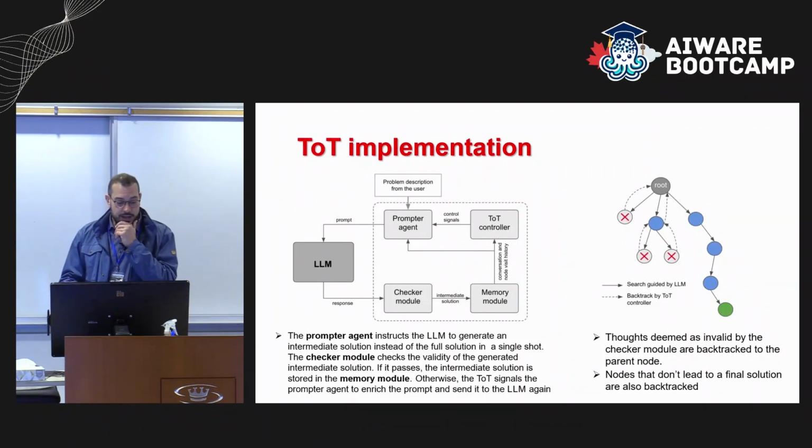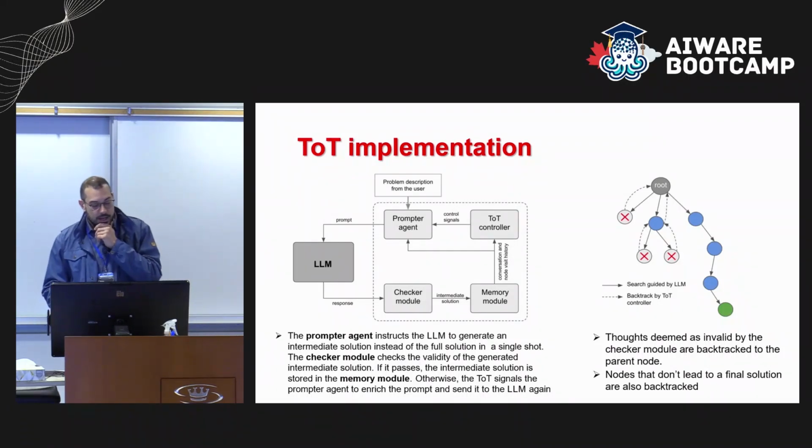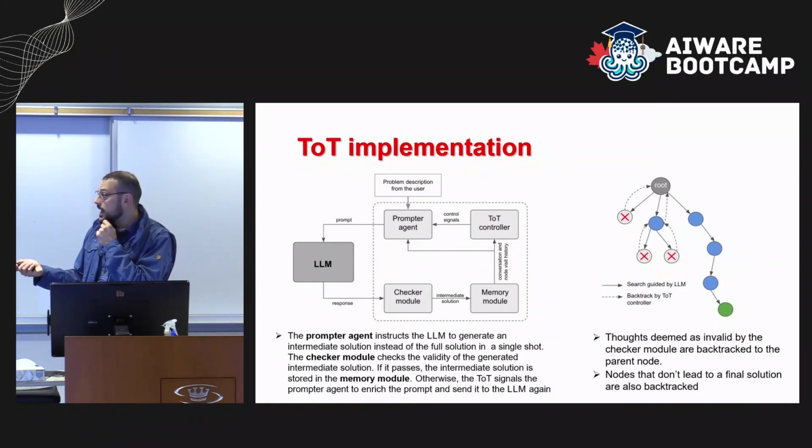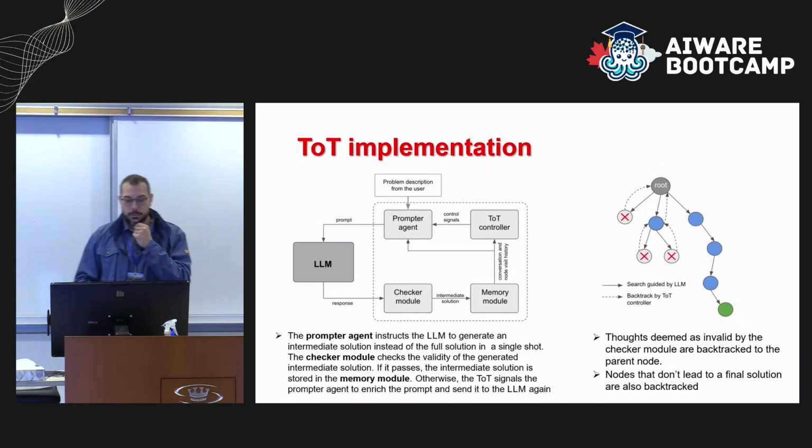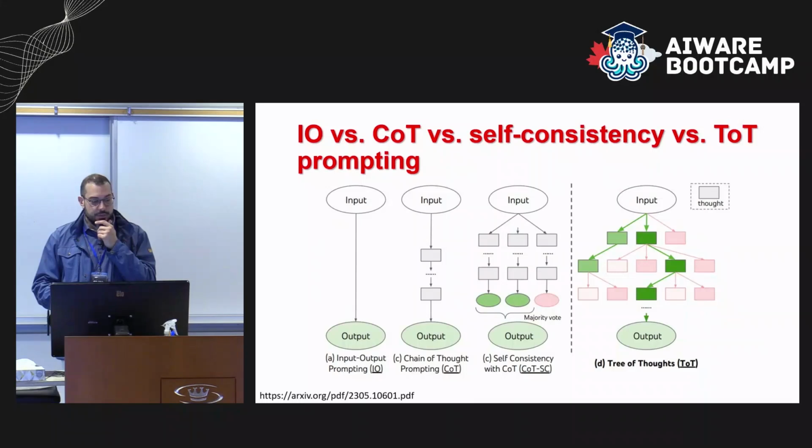And then you have the tree of thought controller signaling the prompt agent if it should keep exploring that path or not, okay? So this is the tree of thought.